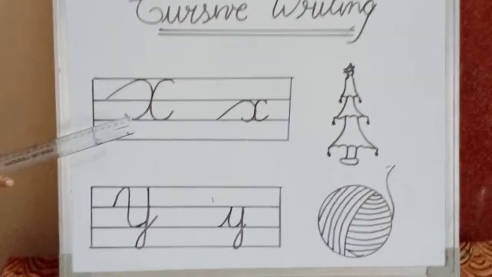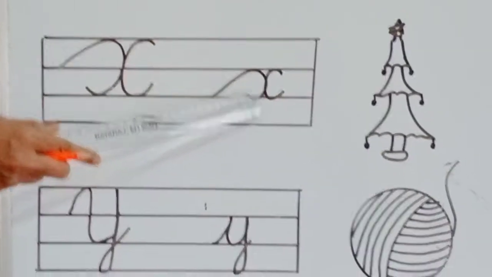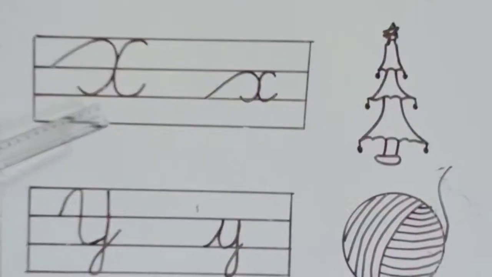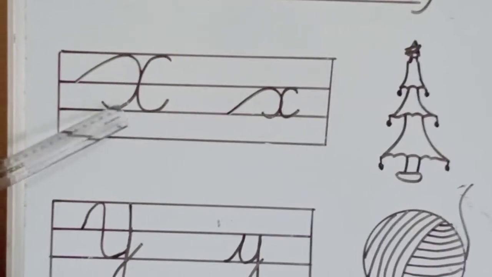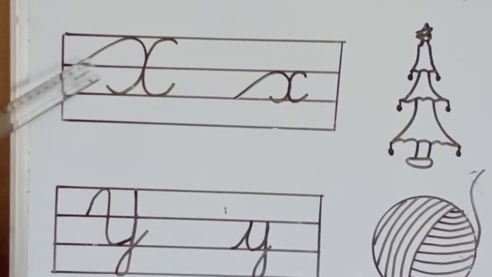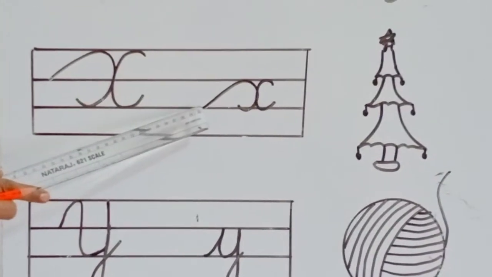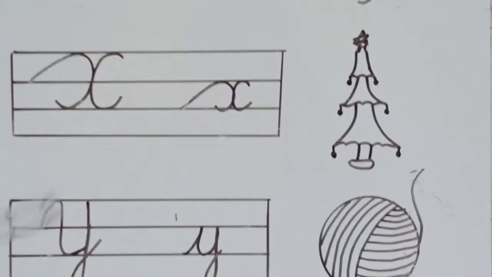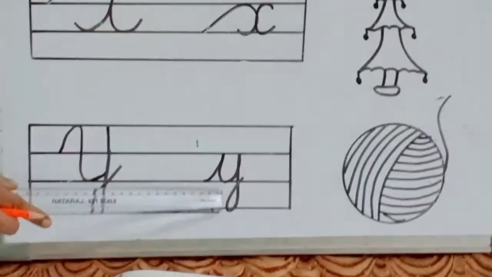Today we are going to learn how to write capital cursive X, small cursive X and capital cursive Y, small cursive Y. This one is capital cursive X and this one is small x. See the difference? Same, only you have read, but start from the second line here for capital cursive X. You start from the second line, and for small cursive X, start from the third line, go to the second line. Okay? Then capital cursive Y. This is capital cursive Y and this one is small cursive Y.